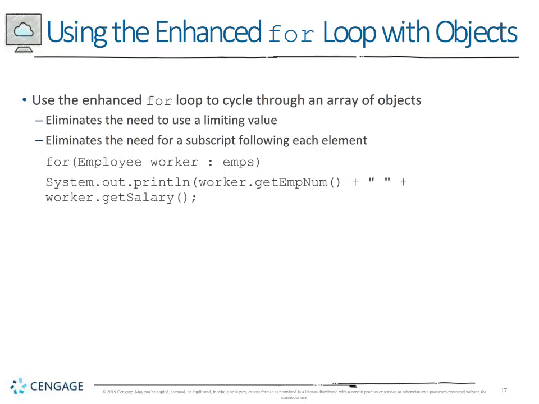So in this loop, the worker is a local variable that represents each element of EMPS in turn. Using the enhanced for loop eliminates the need to use a limiting value for the loop and eliminates the need for a subscript following each element. We don't need a counter and we don't need the length of the array.